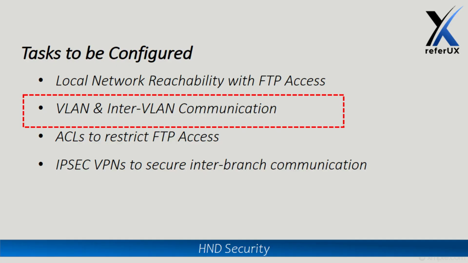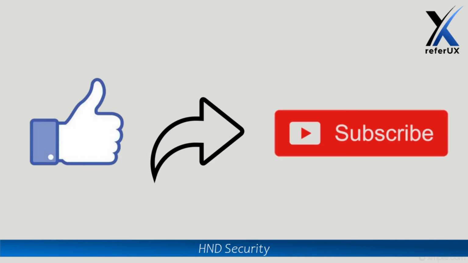In this video, we demonstrated enabling interdepartmental communication through VLANs and inter-VLAN communication. This is part 2 of four videos of implementing the secure small office network video series. In the next video, we will discuss implementing access control lists in order to avoid other departments accessing each other's file servers.